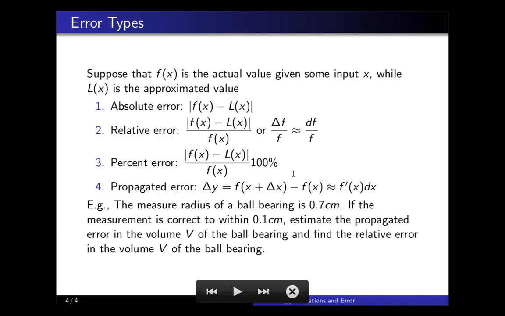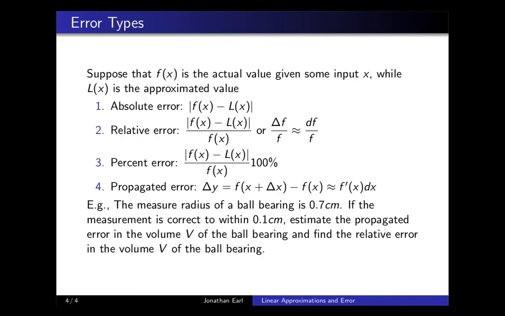Then we could give the percent error, which is just the relative error multiplied by 100%. So 1,000,000 divided by 10 billion gives 0.01%, which is quite good for an error. The last kind of error is the propagated error. Delta y is the exact change in the f values, f of x plus delta x minus f of x, and that's approximately f prime times dx, just what we had from the page before.